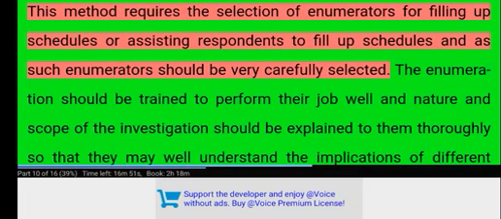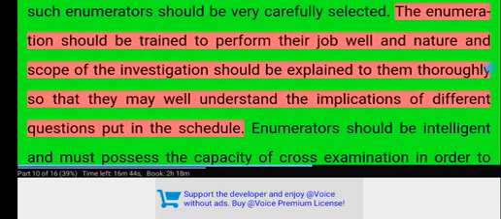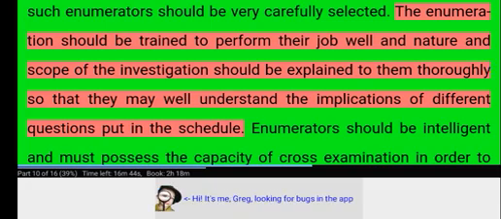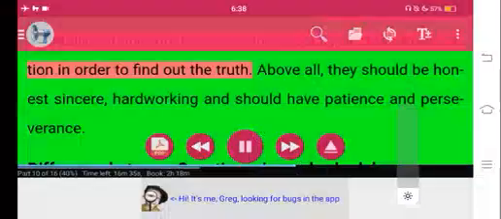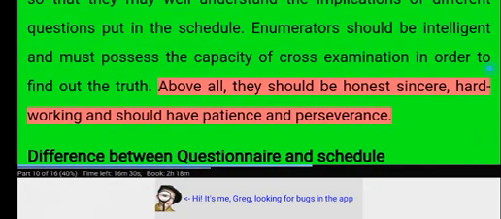This method requires the selection of enumerators for filling up schedules or assisting respondents to fill up schedules, and as such enumerators should be very carefully selected. The enumerators should be trained to perform their job well, and the nature and scope of the investigation should be explained to them thoroughly so that they may well understand the implications of different questions put in the schedule. Enumerators should be intelligent and must possess the capacity of cross-examination in order to find out the truth. Above all, they should be honest, sincere, hardworking, and should have patience and perseverance.